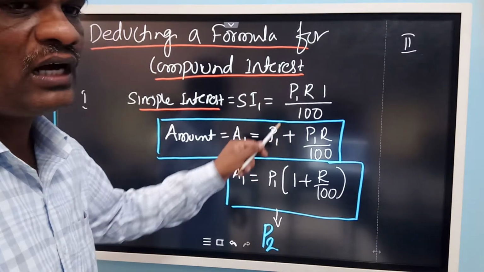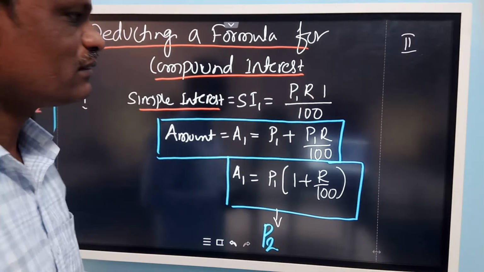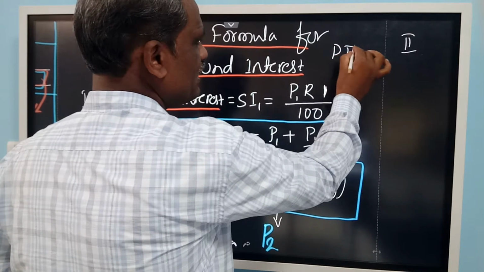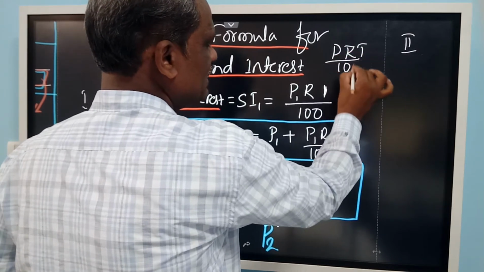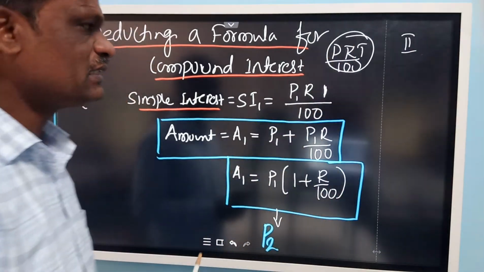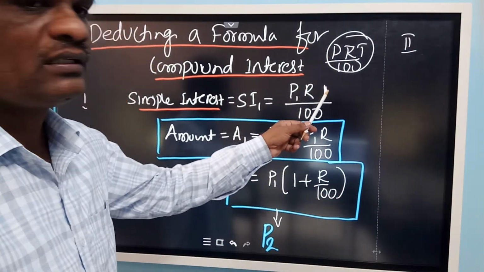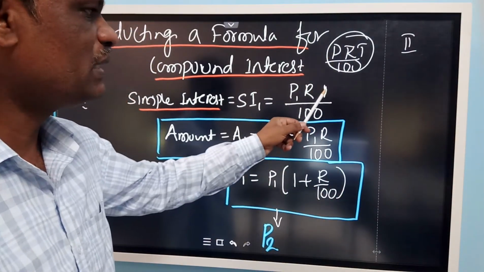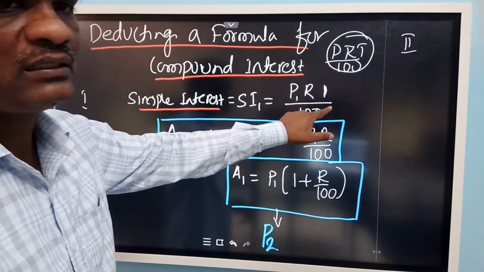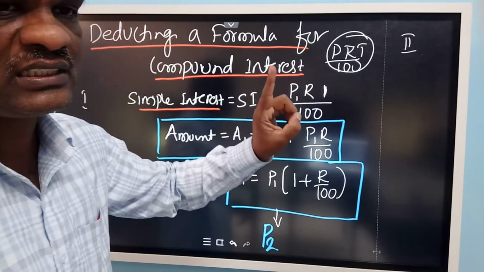P1 indicates the principal for the first year. Rate is fixed, R. Time, let us take 1 year. So PRT by 100 is the formula to calculate the simple interest. P1 is the principal for the first year, rate is fixed, time here is 1 year, so in place of time I have taken 1, divided by 100. So this is the simple interest for the first year.